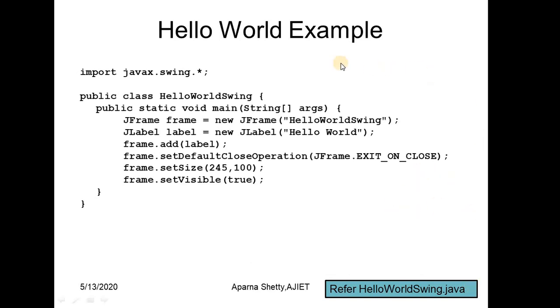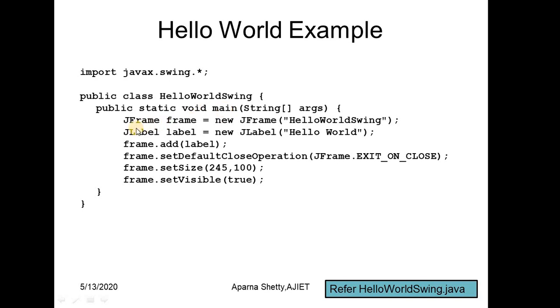Consider this simple Swing application. As we have already seen the different types of Swing packages, in order to create a graphical user interface using Swings, we need to import the javax.swing.* package. Next, we have declared a class HelloWorldSwing, and within that class we have written the main method.